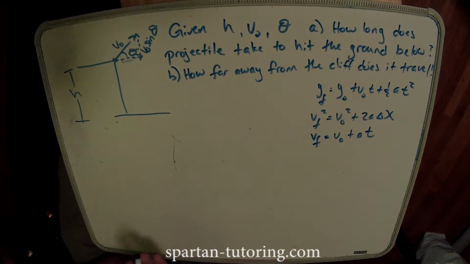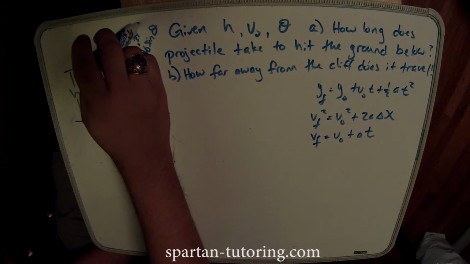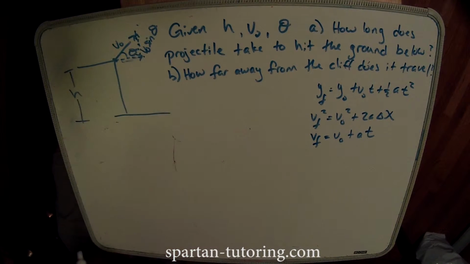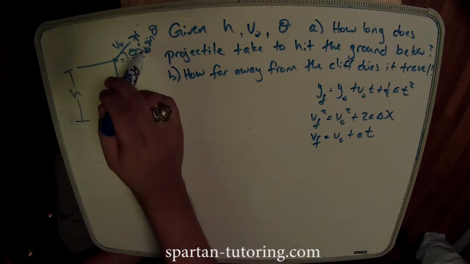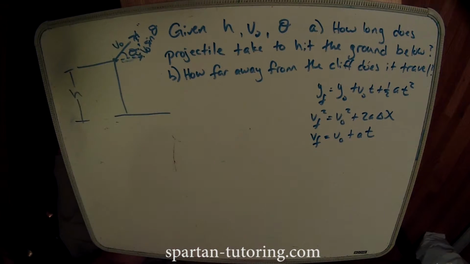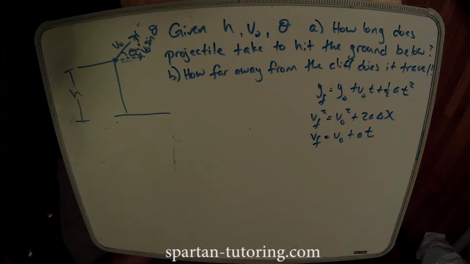Now, let's also talk about some things. The amount of time it takes to get to the highest point and to come back down to its original point is the exact same amount of time. So what we're going to do is we're going to find out how long does it take to get to its highest point, multiply it by 2, and that's how long it's going to take to go up and then back to level with the cliff.